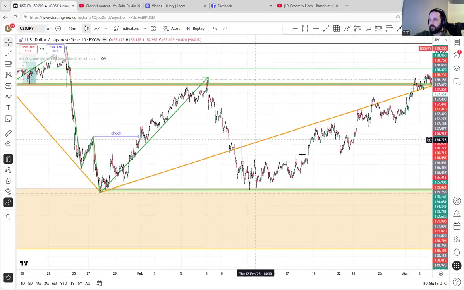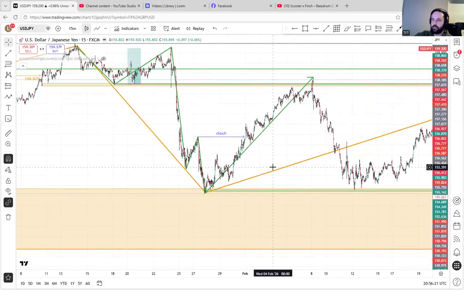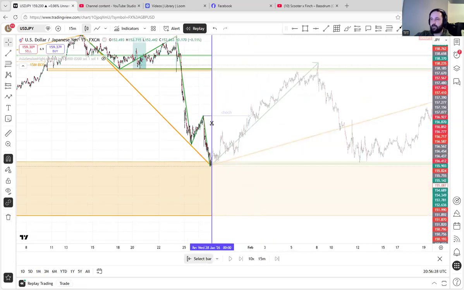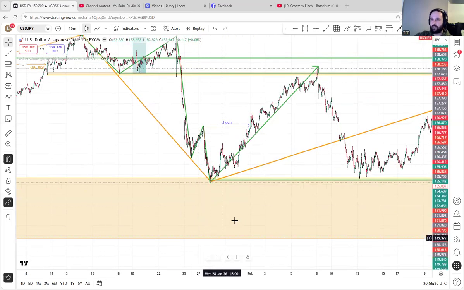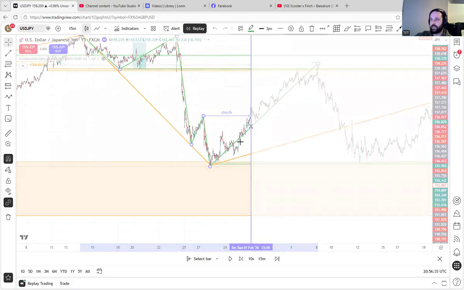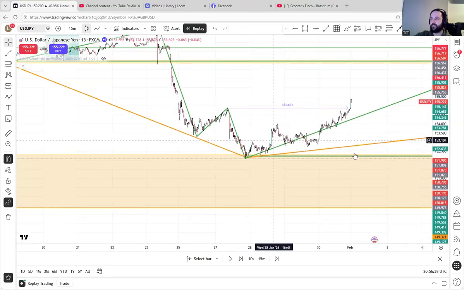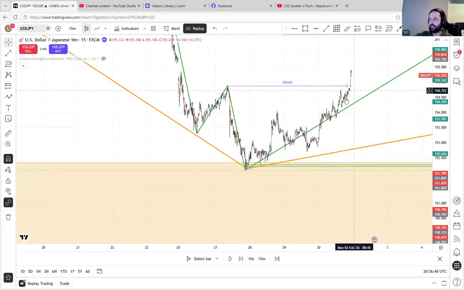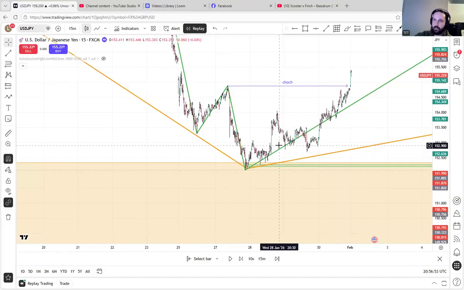So on this occasion, obviously it's done that. If we were to then look for an entry, from this point here, obviously, I recommend using alerts so you're not constantly checking your charts. So if you had an alert at this price level here, and price whizzed through it like it did, you'd be alerted as soon as it went off.